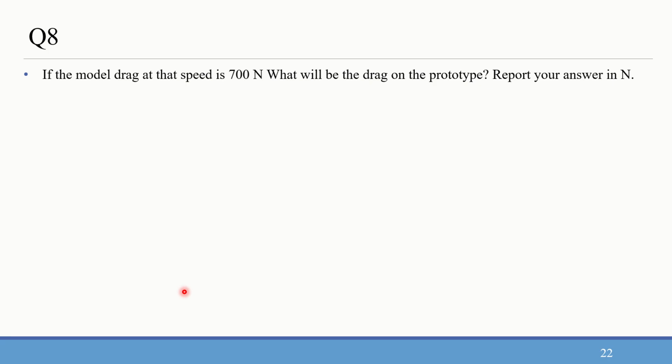So now, instead of the model, we are given the drag on the model, and we are asked what will be the drag on the prototype, and to report our answer in newtons. So the drag on the model is 700 Newton. Now we have to find out what will be the drag on the prototype.